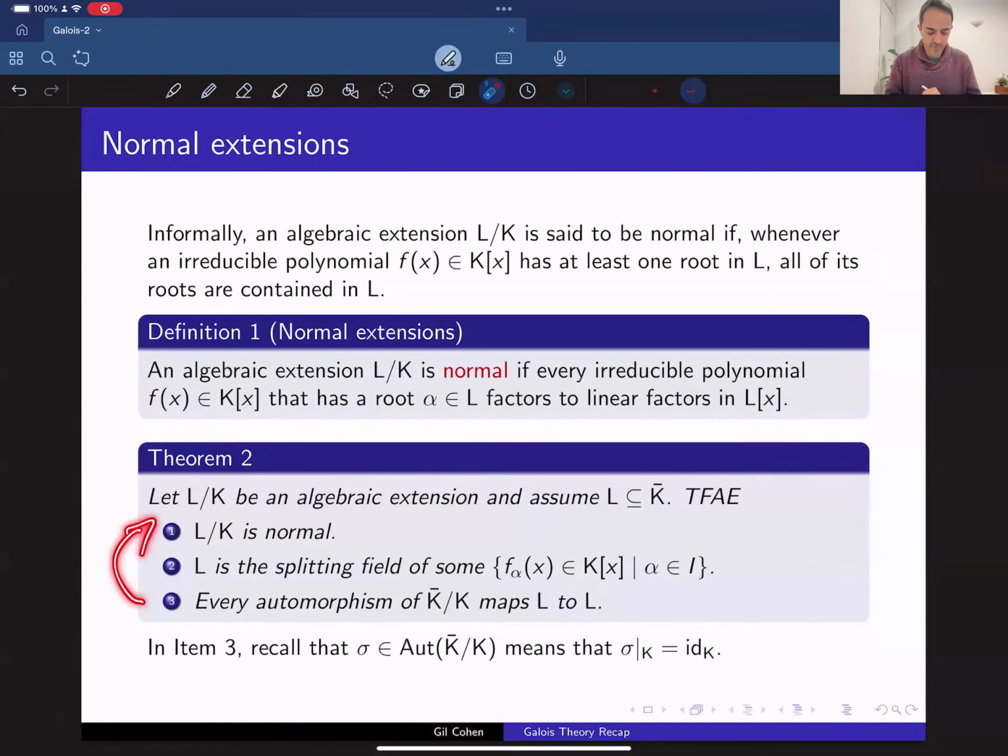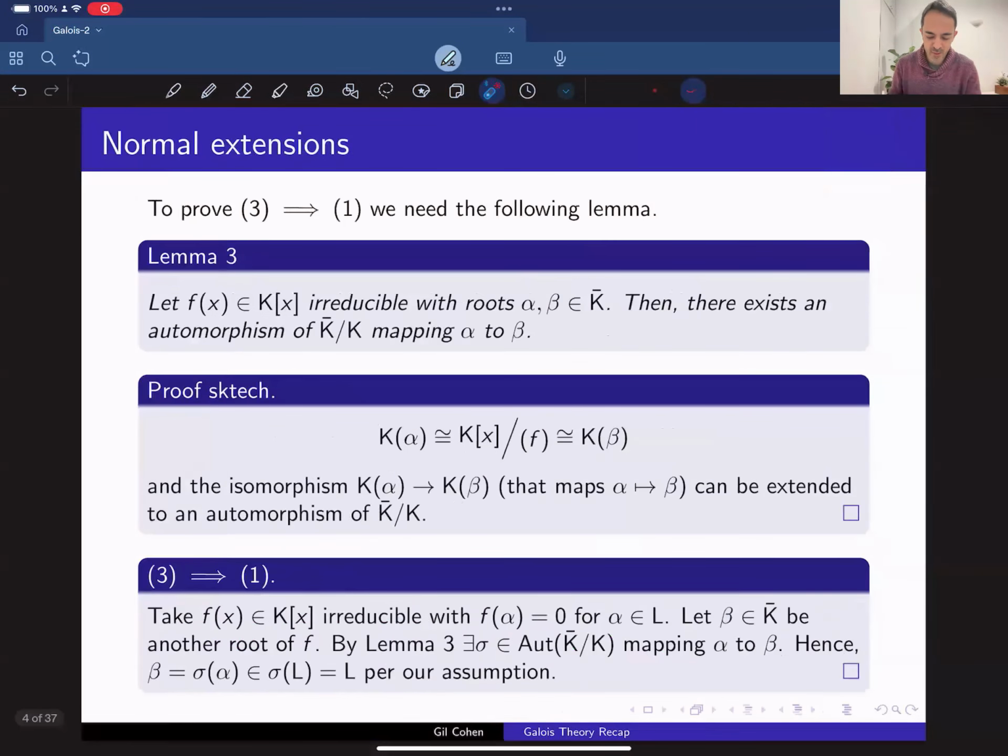And now we want to prove that 3 implies 1. And for that, we will need to remind ourselves of something, this lemma that tells you the following. If you take an irreducible polynomial, there is no L now, just K, and you consider an irreducible polynomial over K that has 2 roots, alpha and beta in K bar, these are the conjugates because it's irreducible, then you can always find an automorphism of K bar over K which will map alpha to beta.